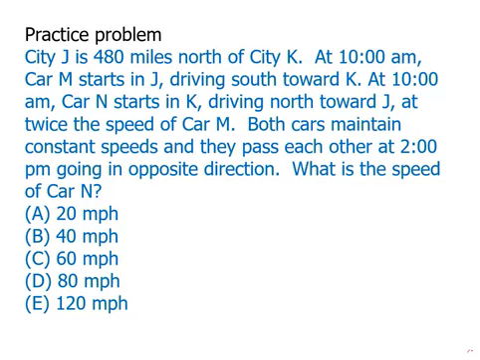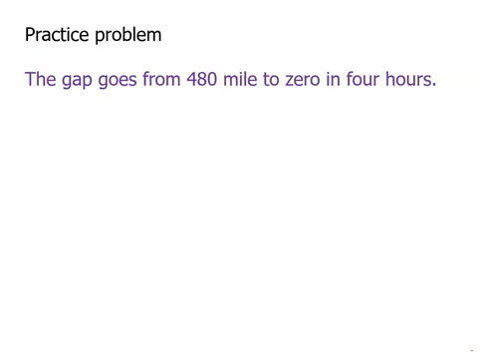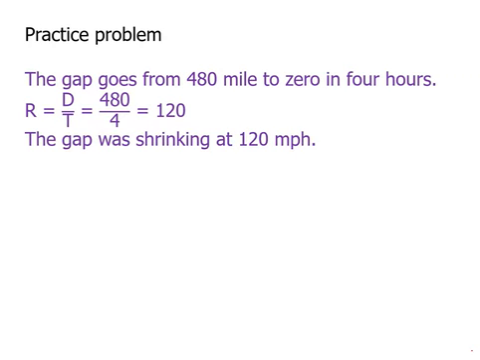So notice that it's going to make a lot of sense to focus on the gap. The gap goes from 480 miles to 0 in 4 hours. So at 10 a.m., those two cars are 480 miles apart. 4 hours later, they are 0 apart. They're passing each other going in opposite directions. So the gap goes from 480 miles to 0. So we can figure out a gap speed. The speed of the gap would be 480 divided by 4 is 120. So the gap is shrinking at 120 miles an hour.